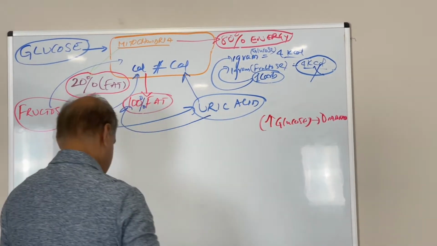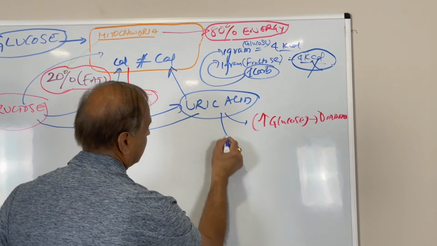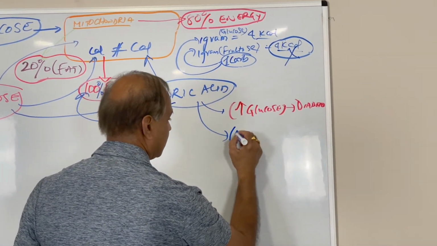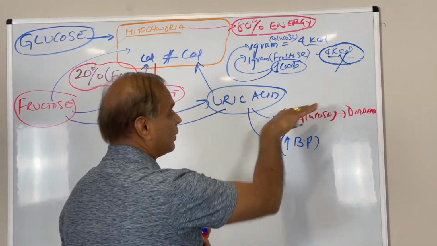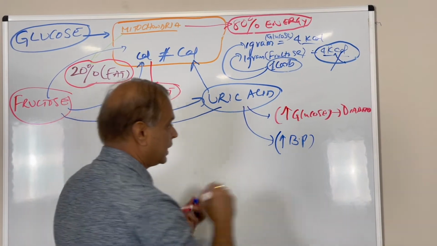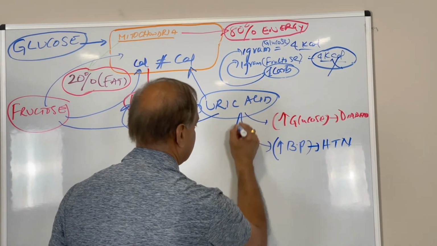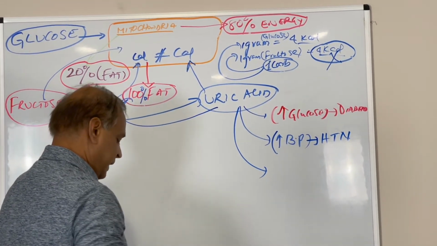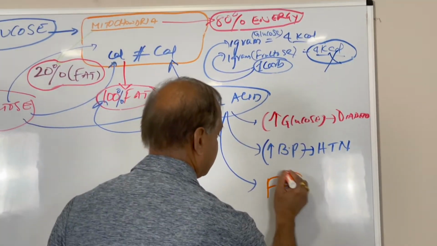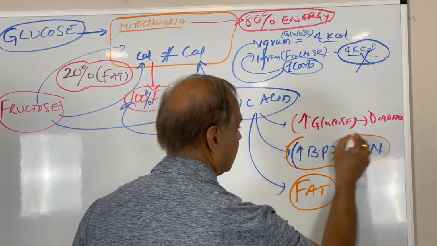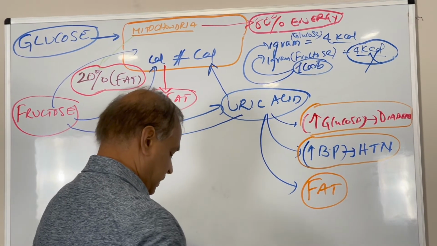And then the same pathway that is activating from uric acid, if you are saying increase the blood pressure, which is the AMP deaminase pathway, make more glucose, increase the blood pressure, like I told you, that is high blood pressure, which I put as hypertension, HTN. Then we make more fat, store more fat, we are calling it weight gain or obesity.